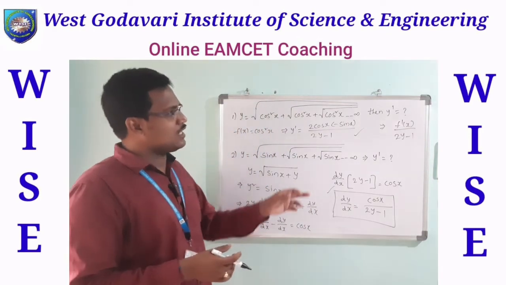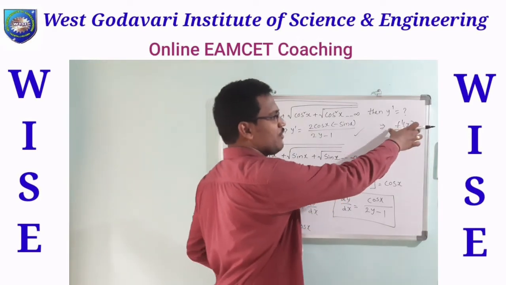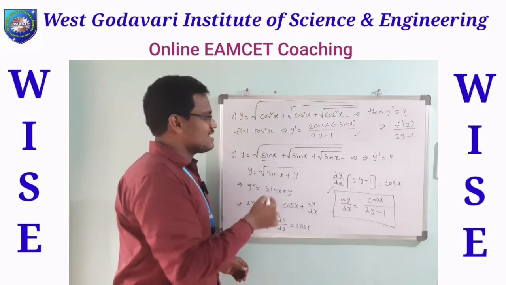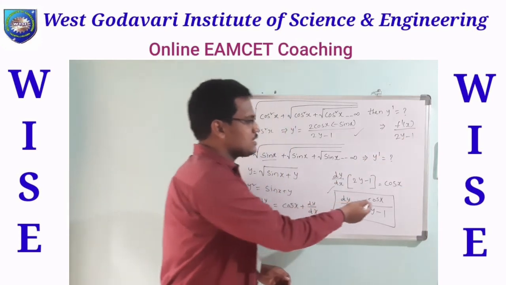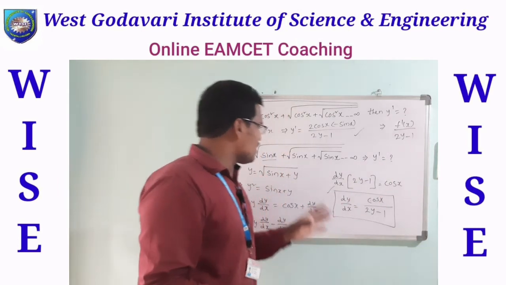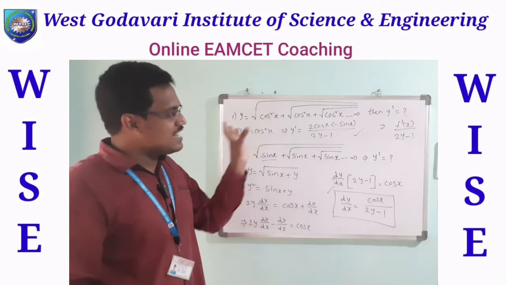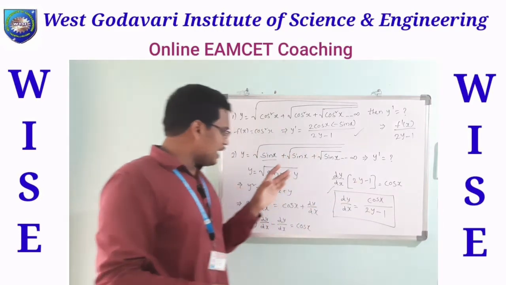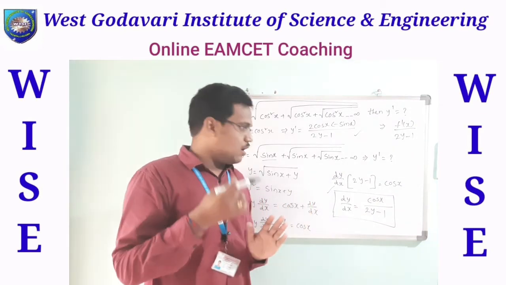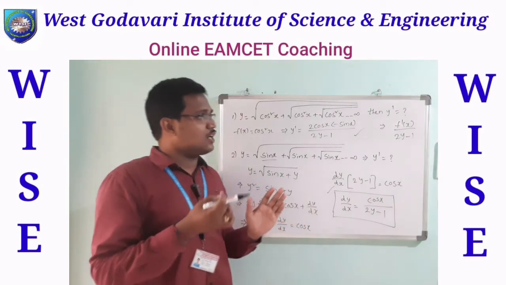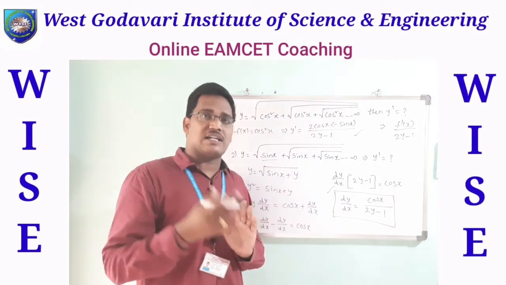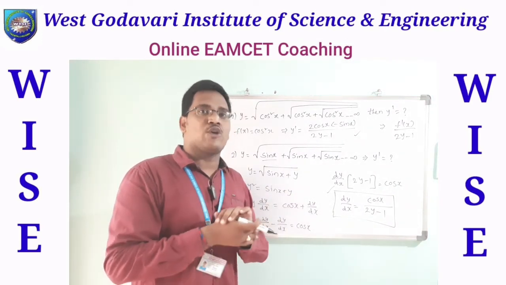So by using the shortcut way, the answer is f dash of x by 2y minus 1. Here f of x is sin x, so f dash of x is cos x. So cos x by 2y minus 1. By just observing the problem, we can easily get the answer. No need to take these steps. That's why I say shortcut methods are very useful for saving time and getting accurate answers.